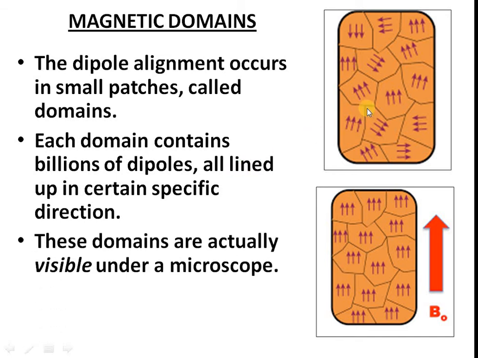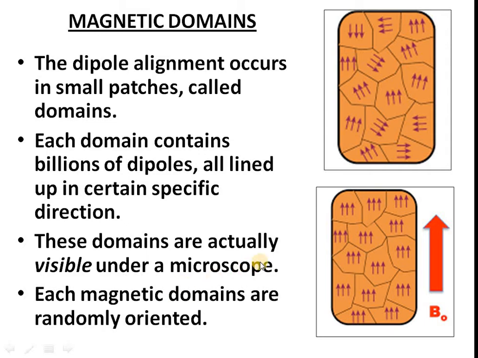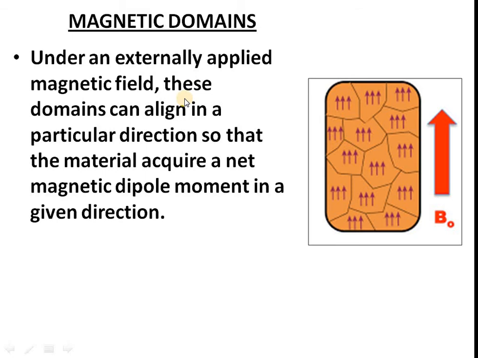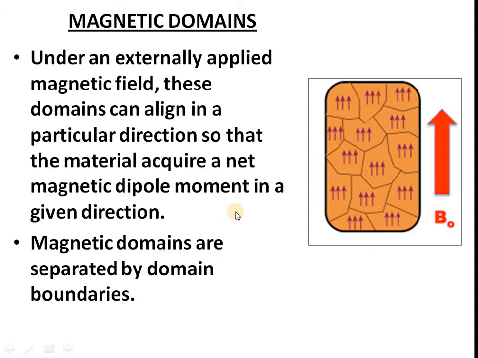And these are visible. By certain techniques you can make them visible, and the magnetic domains are randomly aligned. Under an externally applied magnetic field, these domains can align in a particular direction so that the material acquires a net magnetic dipole moment in a given direction. The moment you apply an external field, we show it with B0. Magnetic domains are separated by domain boundaries; these are the domain boundaries.